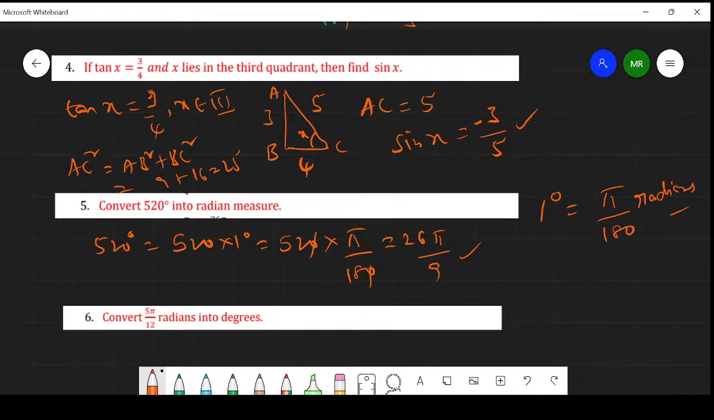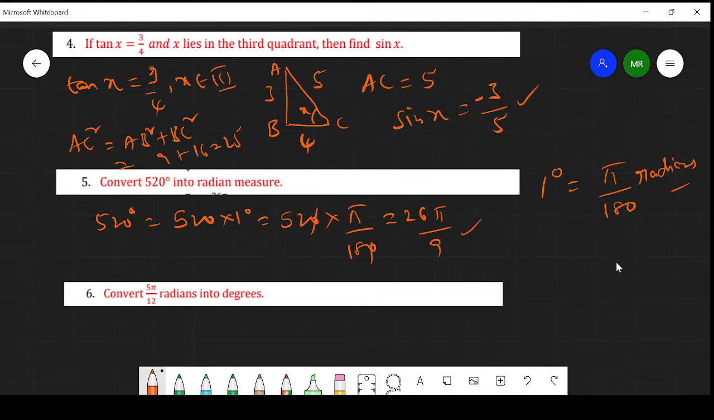Is it clear? Simple problem. We replace 1 degree with pi by 180 and eliminate this. You will get 26 pi by 9 radians. If you want to write the word radians, you can write it here or leave it, no problem.